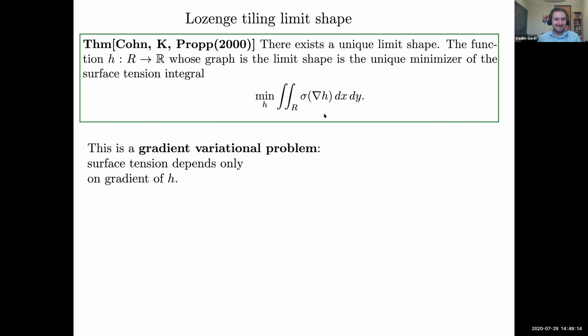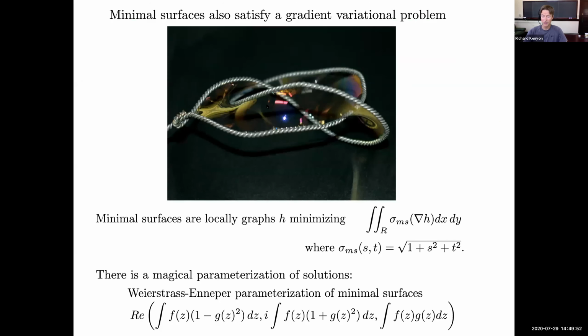Okay, so now the problem has turned into a gradient variational problem. I have to maximize or minimize, over functions h with given boundary values, this surface tension integral. This surface tension integral involves some function sigma, which I haven't told you what it is yet, which only depends on the slope of the function h, just like in the Vershik-Kerov one-dimensional example. In this paper, we also gave an explicit formula for sigma. It's a little bit more complicated. I'll give it to you in a second.